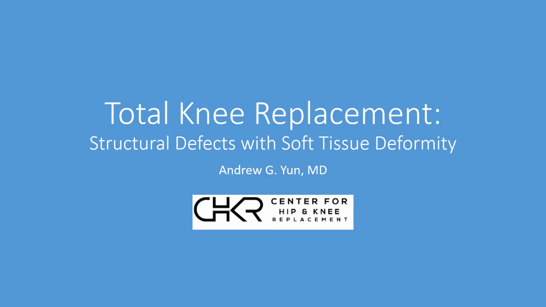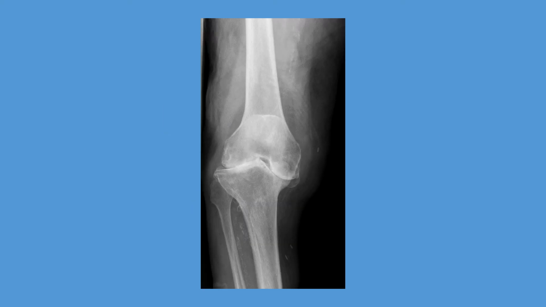So some types of arthritic deformities are straightforward, but some types of knees have severe structural defects with soft tissue imbalance and soft tissue deformity. So we'll take you through the process we use to characterize, model, and then correct defect and correct deformity. The best way to go through this is with a case study.